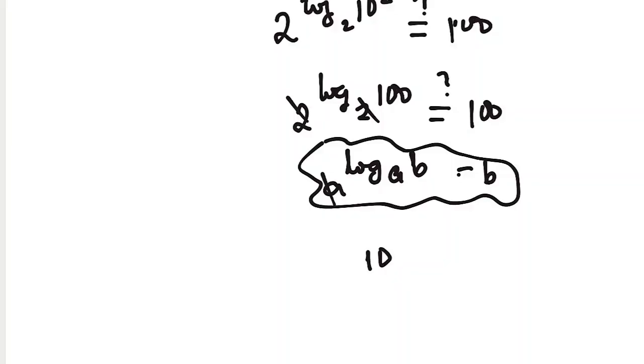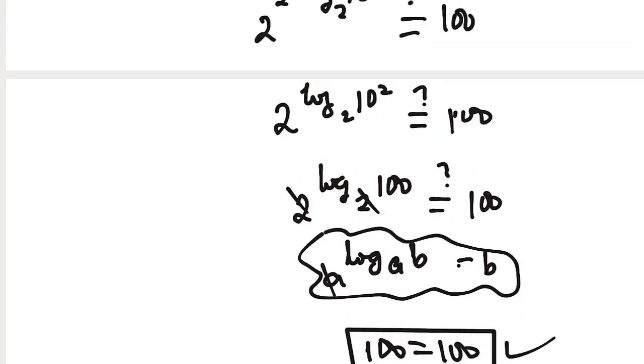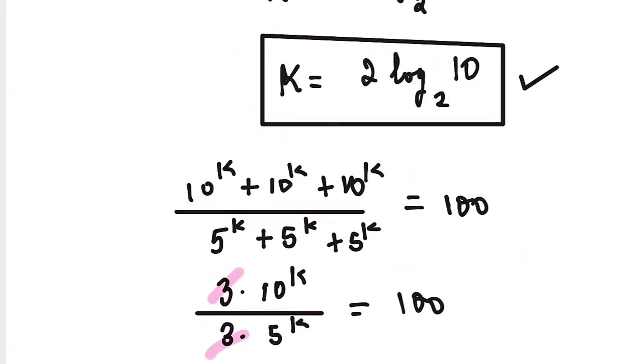Then we're going to have 100 equals 100, which shows that the value of k we got is a valid solution.